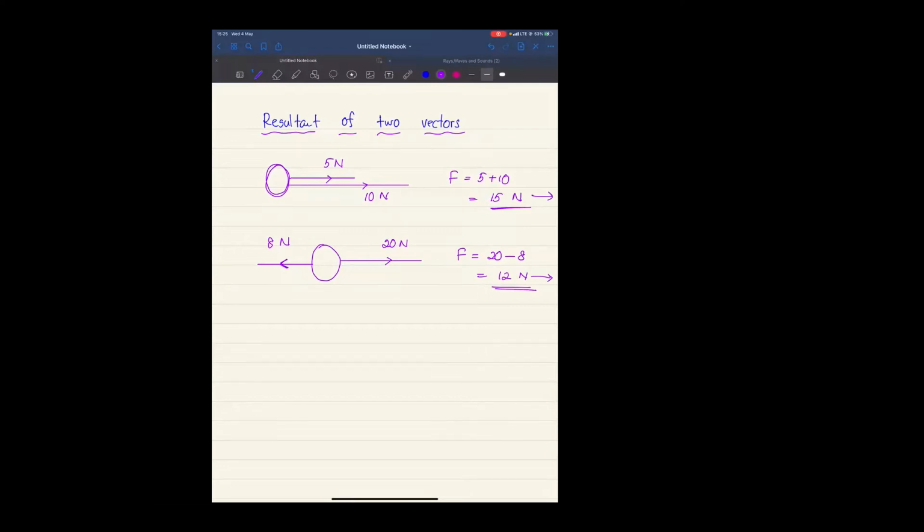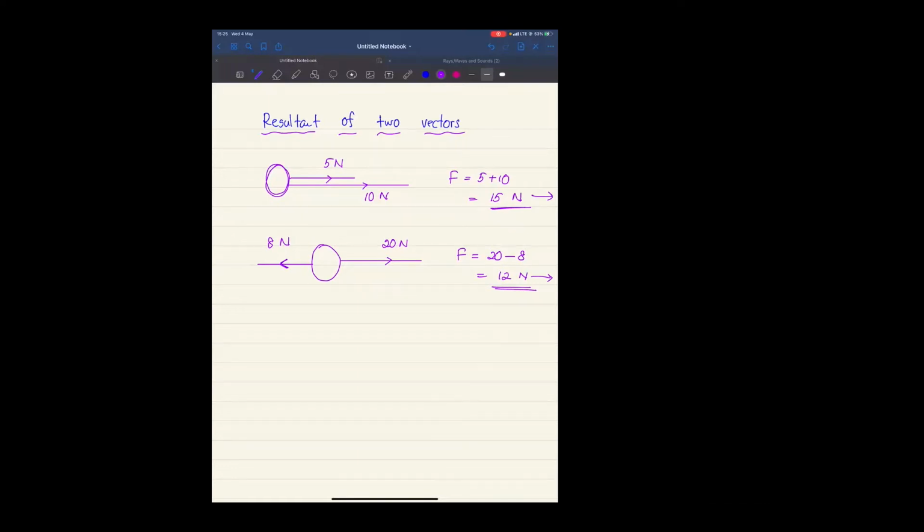Any baby can understand that. Are there babies here who can't understand that? It's 12 newtons because it's in the opposite direction, you subtract.